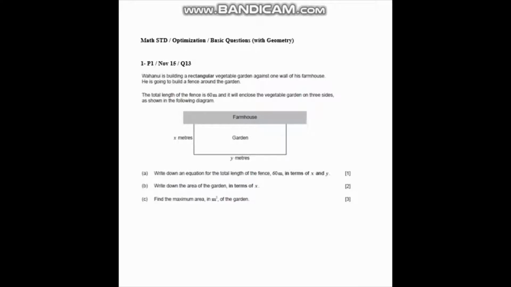So question 1 came in paper 1, November 2015, question 13. Kindly take a minute and attempt to solve, and the answer shall follow through shortly.